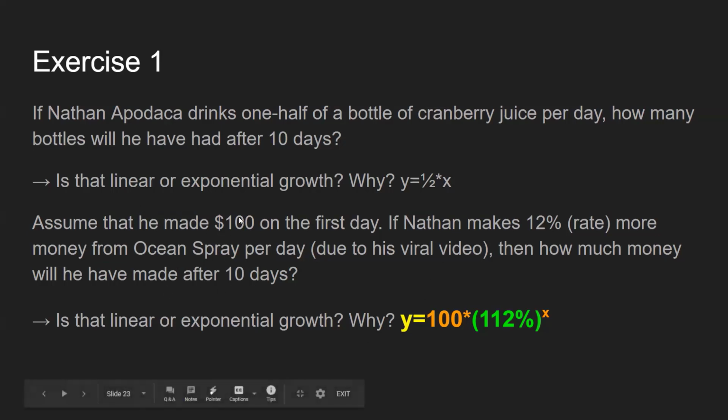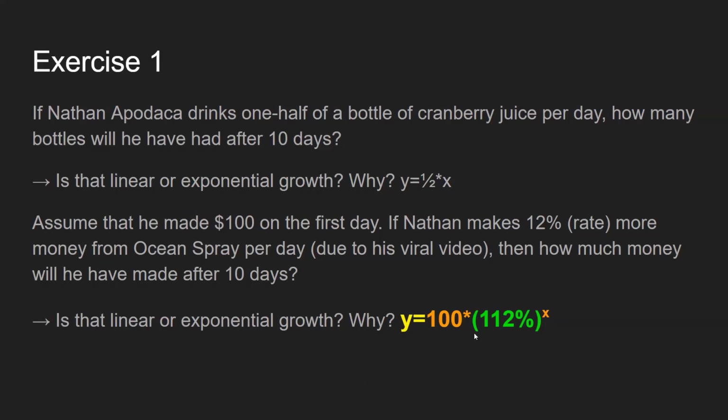So the setup for this is the initial amount would be my A, 100. My rate, if it's increasing, you're going to add 100% to that. So 112%. This represents that every single day Nathan's income is going up by 1.12, 112%. So 100 plus 12%, like that compound interest formula. And then how much would he have after 10 days? Well, we can plug 10 in for x, but here x is in the exponent. And that's going to give you the amount after 10 days.